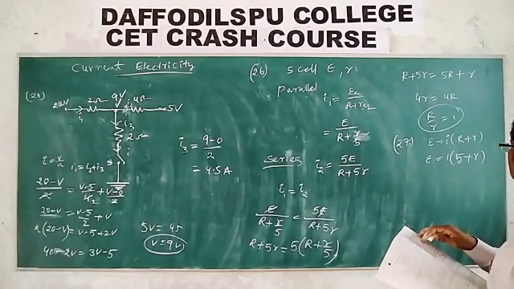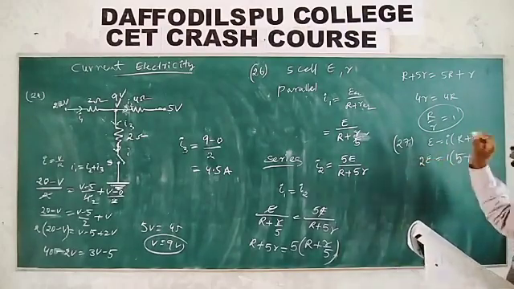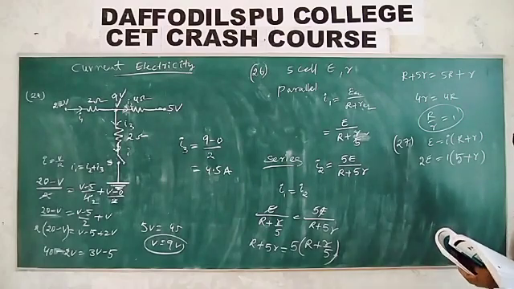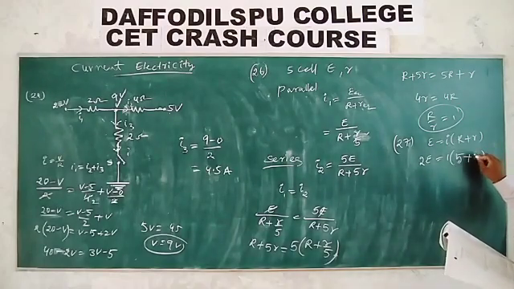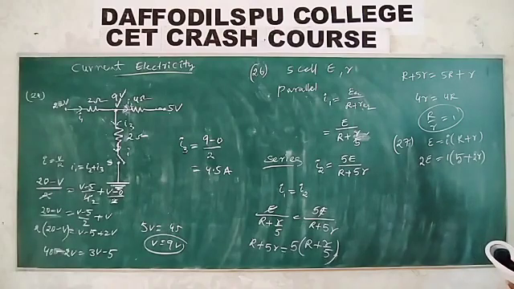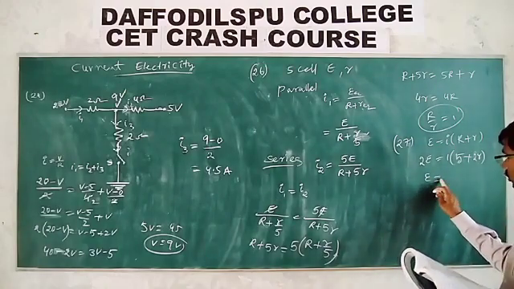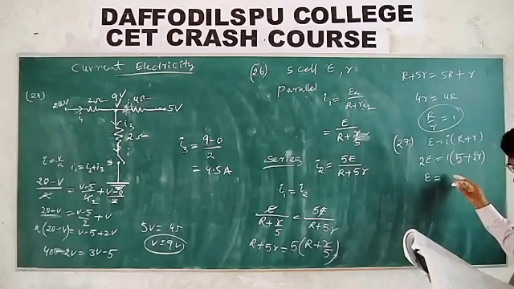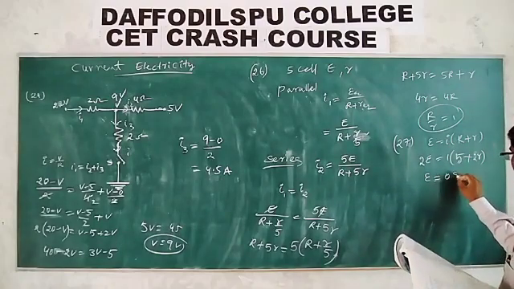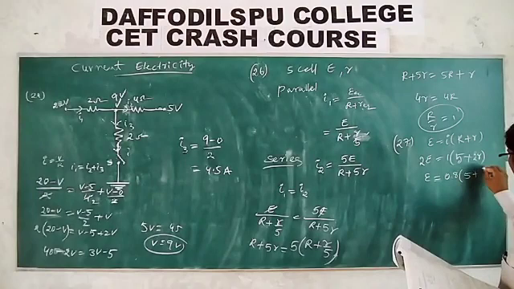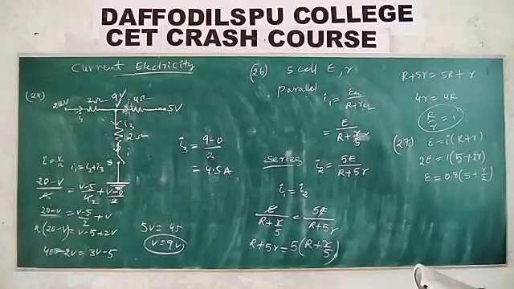When they are connected in series, what is the equivalent EMF? 2E. What is the equivalent resistance? 2r. Similarly, when they are connected in parallel, they send 0.8 ampere. When they are connected in parallel, the equivalent EMF is equal to E only, into current 0.8, into 5 plus r by 2, because they are connected in parallel.